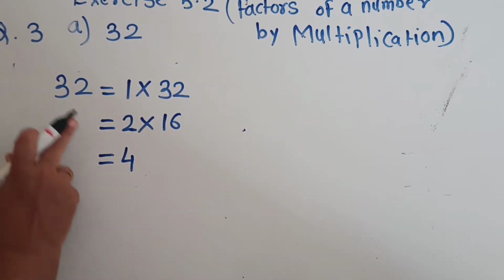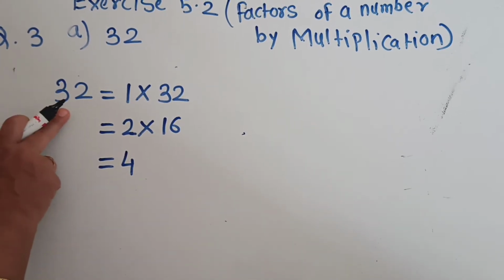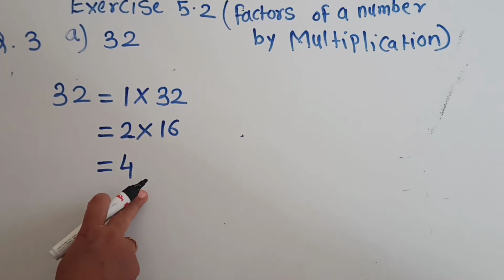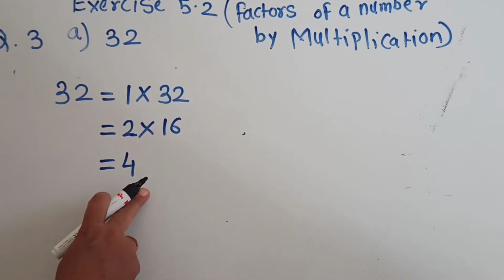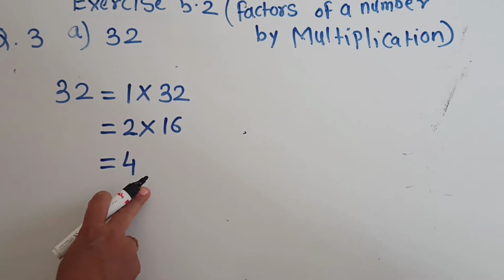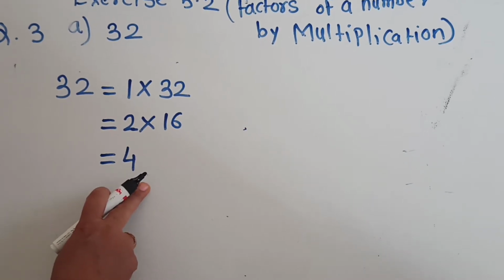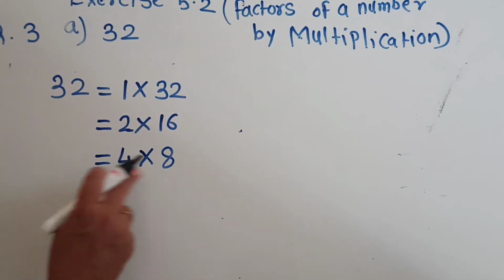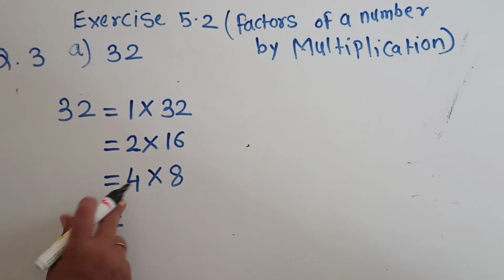Now tell me, in 4's table is there a 32? 4 ones are 4, 4 twos are 8, 4 threes are 12, 4 fours are 16, 4 fives are 20, 4 sixes are 24, 4 sevens are 28, 4 eights are 32. Yes, 4 eights are 32. Okay. Then after 4, 5.